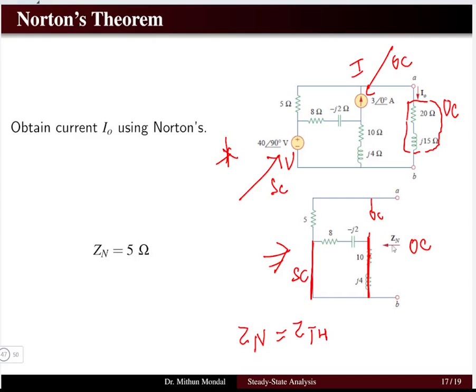Now, if I see the Z Norton, I can see that this is at potential 0 volt, because I'm having this one as grounded. So whatever the impedance is seen here at this terminal, that will be the Z Norton, which is coming to be 5 ohms. So Z Norton is equal to 5 ohms.